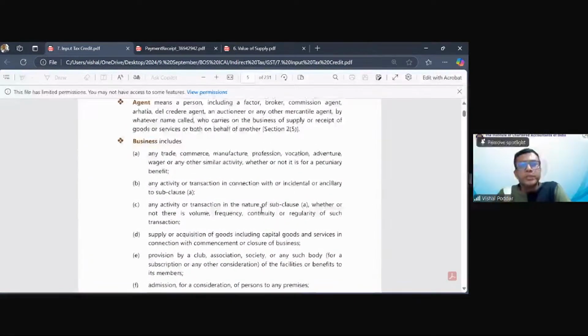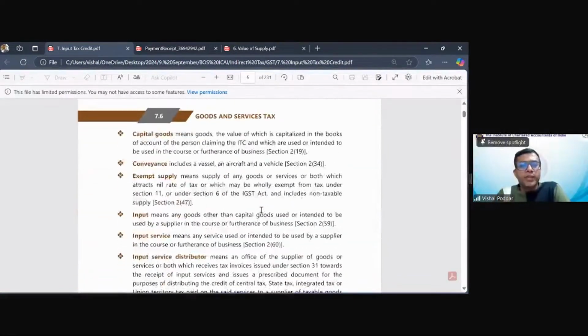Now, again, coming to definitions: agent we have already seen, business we have seen, capital goods. First important definition. As I mentioned a few minutes back, the debit side or the input side of your business is divided into three categories: inputs and capital goods, both of which are goods, and input services. Whatever taxes you have paid on these three items become your input tax, and if you satisfy the conditions, it becomes your input tax credit. So whatever GST you have paid on these three items becomes your input tax. Now, what are these three items?